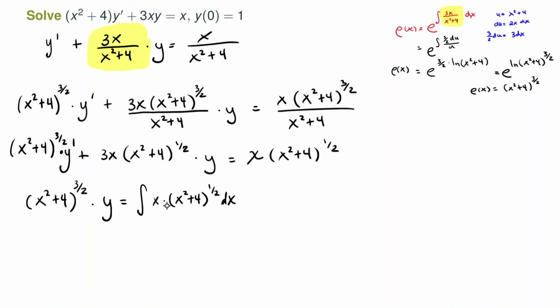Now, as we work to integrate the right side, we see we can use u substitution here. We use our interior x squared plus 4. du would then be 2x dx. Now we just have an x dx, so we can multiply through by 1/2, and we get 1/2 du equals x dx. So as we simplify that, that's 1/2 u to the 1/2 du.